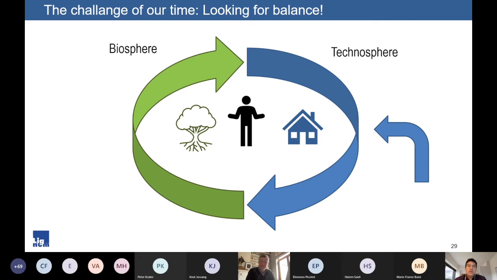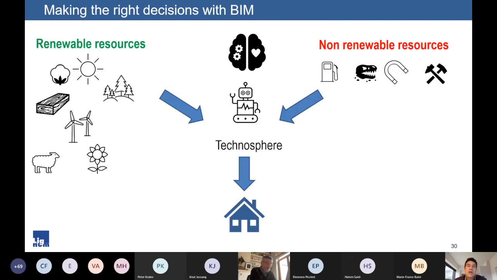Why is it important to have EPDs in BIM? We have an imbalance at the moment between humans and nature. We all know that, and we have to take more care about how we use our resources, especially the non-renewable resources. We have to use the natural resources in a more sustainable way. And certainly BIM can help us with this decision-making process, to decide if we use non-renewable or renewable resources.